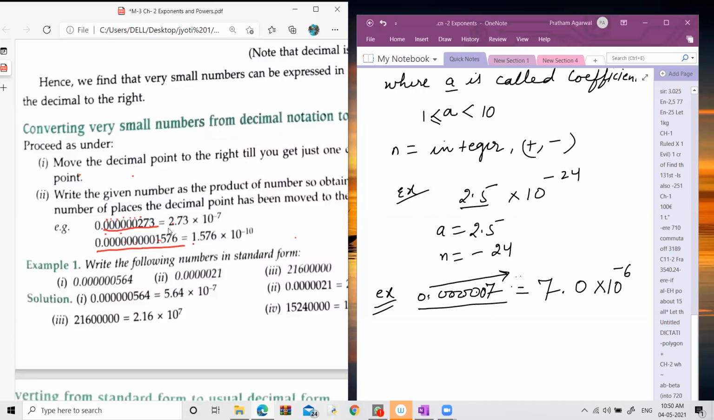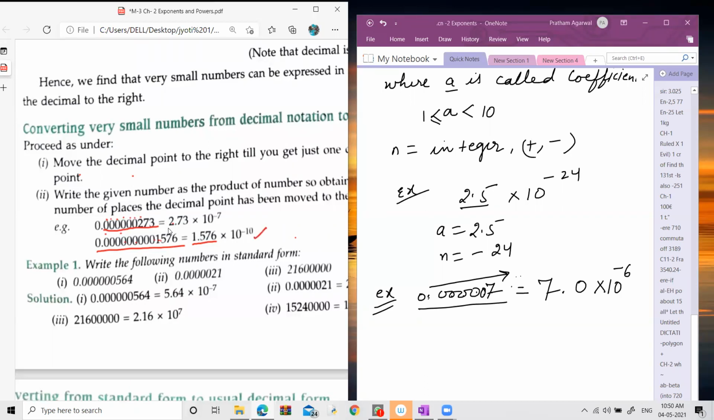So you have to write 1.576. You have to write only the numbers which are greater than 1. Okay? So remove all the zeros to the left of 1 and write it like this: 1.576 into 10 to the power minus 10.